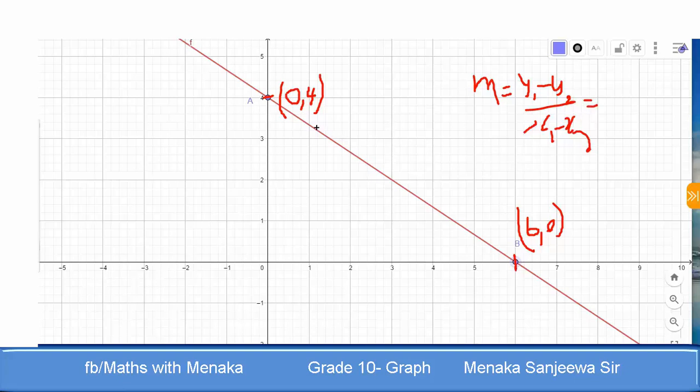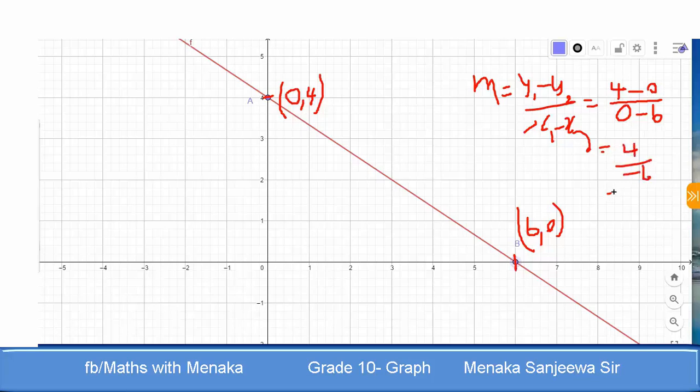So I select the 0 for the first coordinate. The y1 is 4, minus y2 is 0, divide by x. Now I select the y1 as 4, then x1 should be the 0 here, minus x2 is 6. Then what is the answer? 4 minus 0 is 4. 0 minus 6 is minus 6.